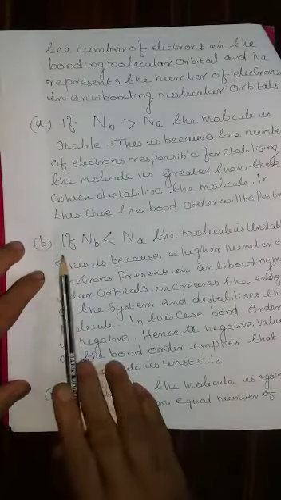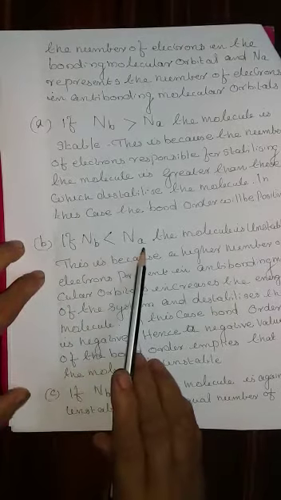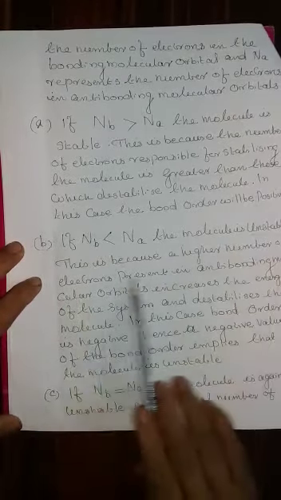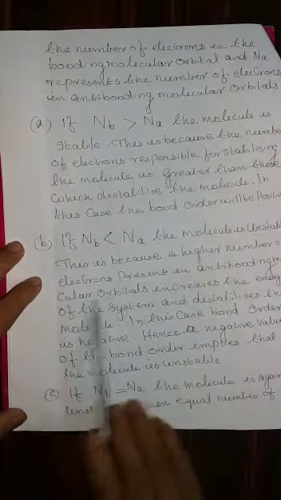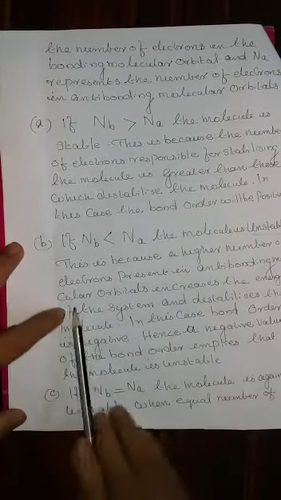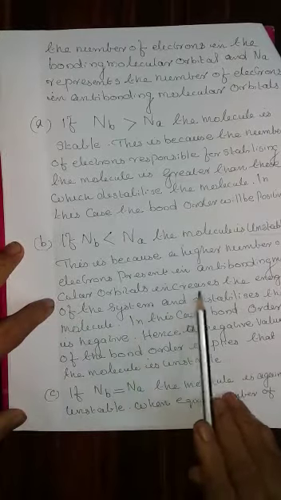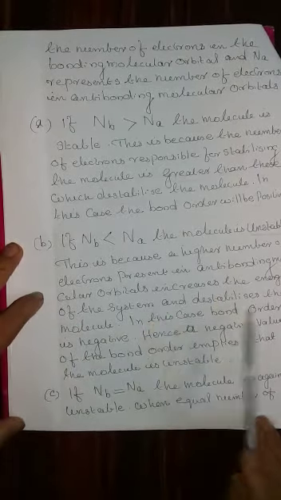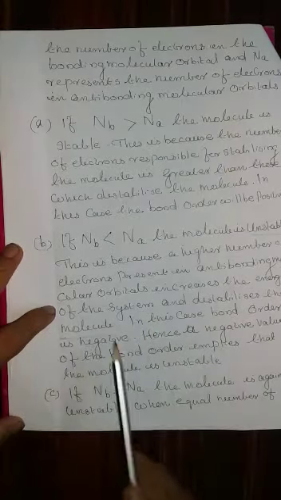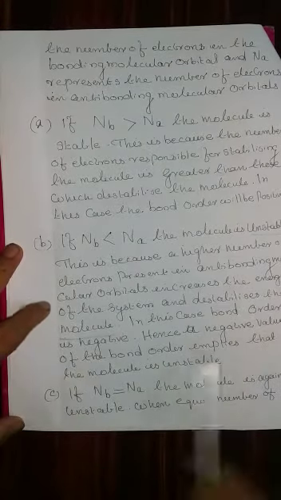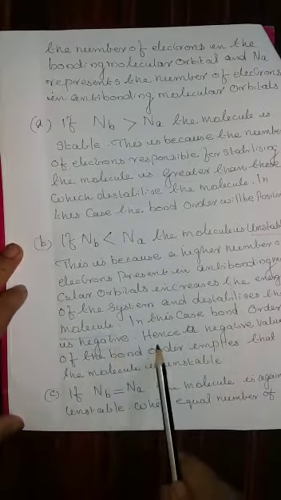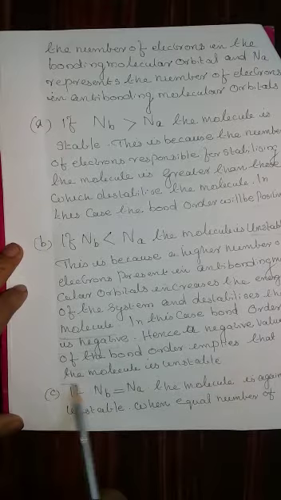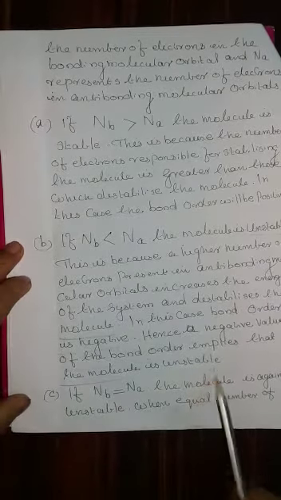2. If Nb is less than Na, the molecule is unstable. This is because a higher number of electrons present in the antibonding molecular orbitals increases the energy of the system and destabilizes the molecule. In this case, the bond order is negative. Hence, a negative value of bond order implies that the molecule is unstable.